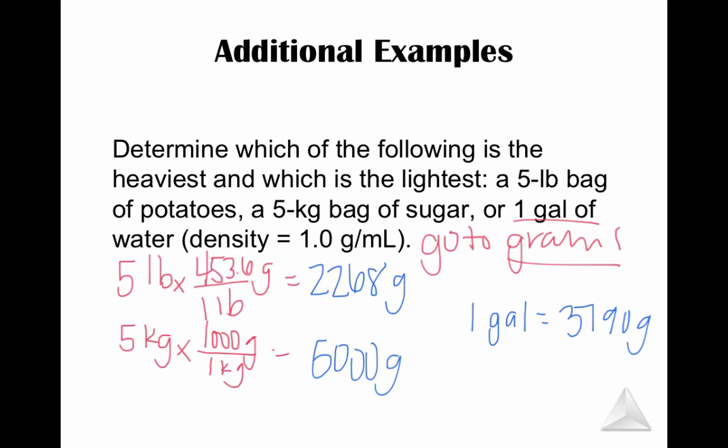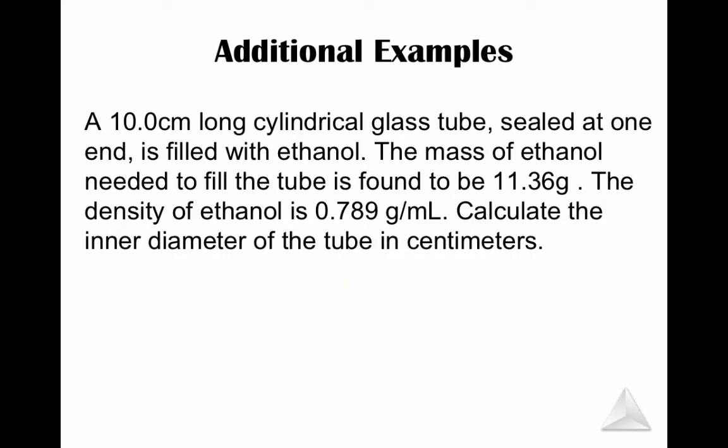So after putting everything in the calculator and solving, we find that the heaviest is the 5-kilogram bag of sugar, and then comes the gallon of water, then the 5-pound bag of potatoes. So notice that this required us to use dimensional analysis and use these conversions, but then take it a step further by putting something in order. And then finally, the last example.